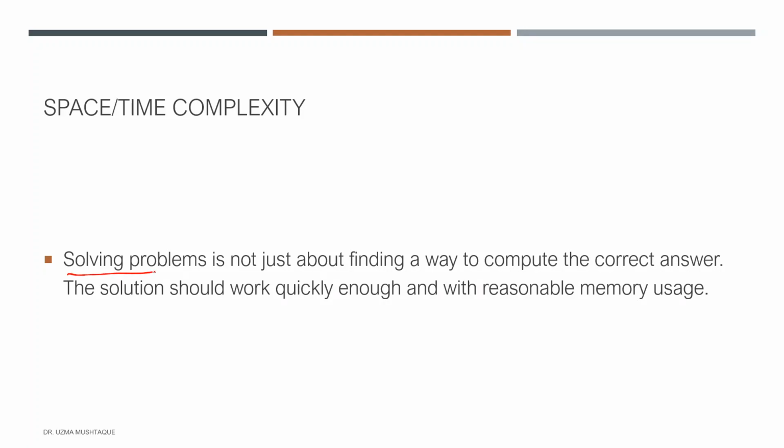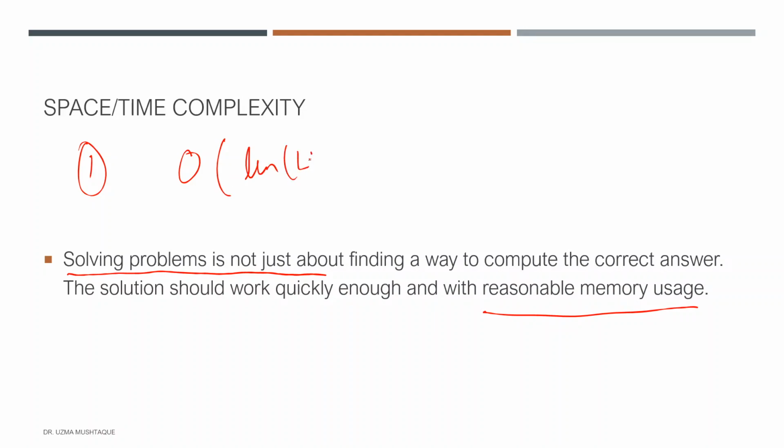So solving problems, as this says, is not just about finding a way to compute the correct answer. The solution should work quickly enough and with reasonable memory storage, which is why big O notation is an important part of both your ideas. So for idea number 1, it's a brute force approach. So the time complexity is going to be the length of list 1 times the length of list 2, which could be huge if they are of the size 5,000.